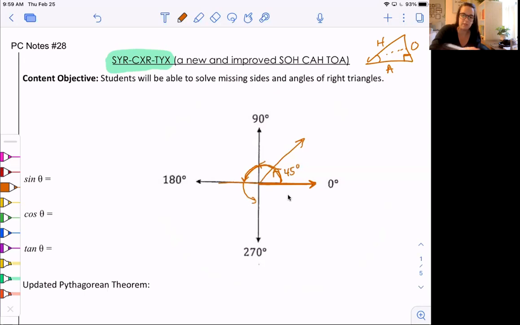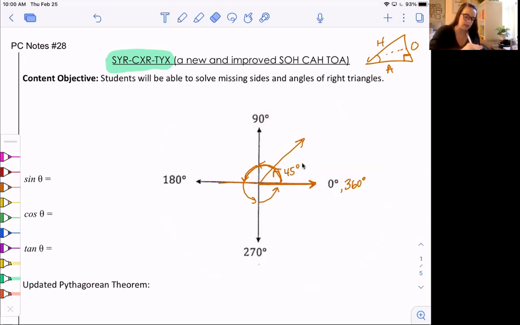Three-quarters of the way would be 270. All the way around would be 360, right? So you could also say that this is 0 degrees, but it's also 360 degrees, all the way around that circle. So this is how we label our coordinate plane, okay?